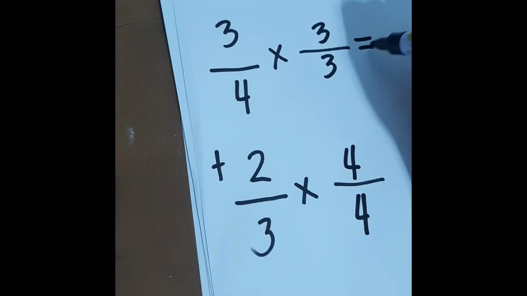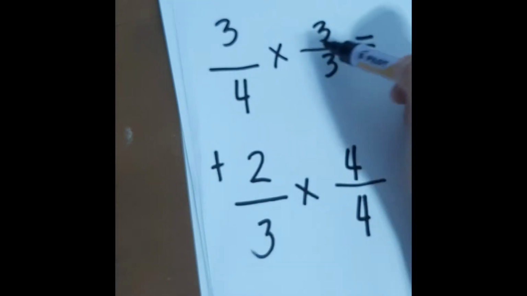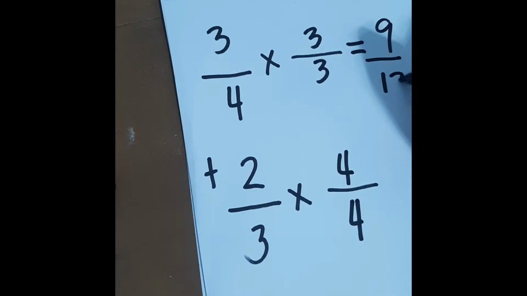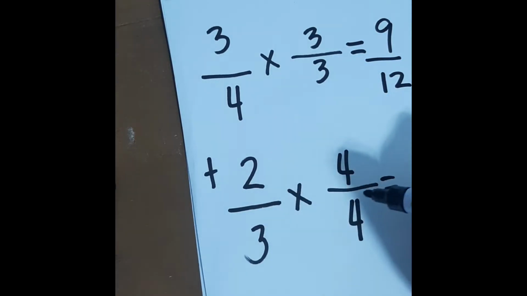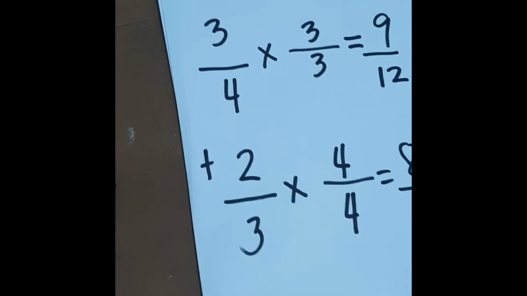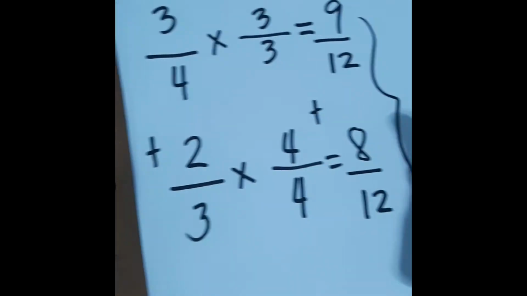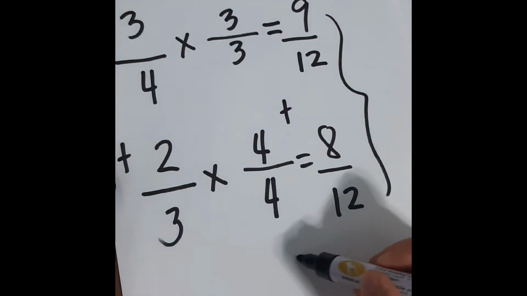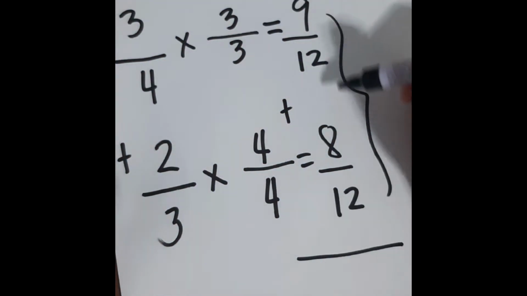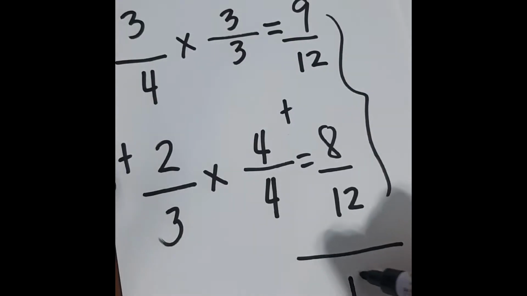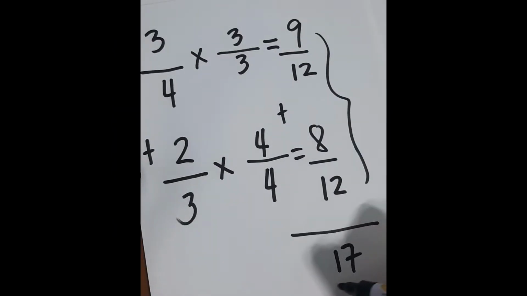And then, let's multiply. 3 times 3, that is 9. 4 times 3, that is 12. Next, 2 times 4, that is 8. 3 times 4, 12. And then, meron na tayong similar fractions. Susunod na gawin natin, let us add now the numerators. So, 9 plus 8, that is 17. And then, copy the denominator, which is 12.